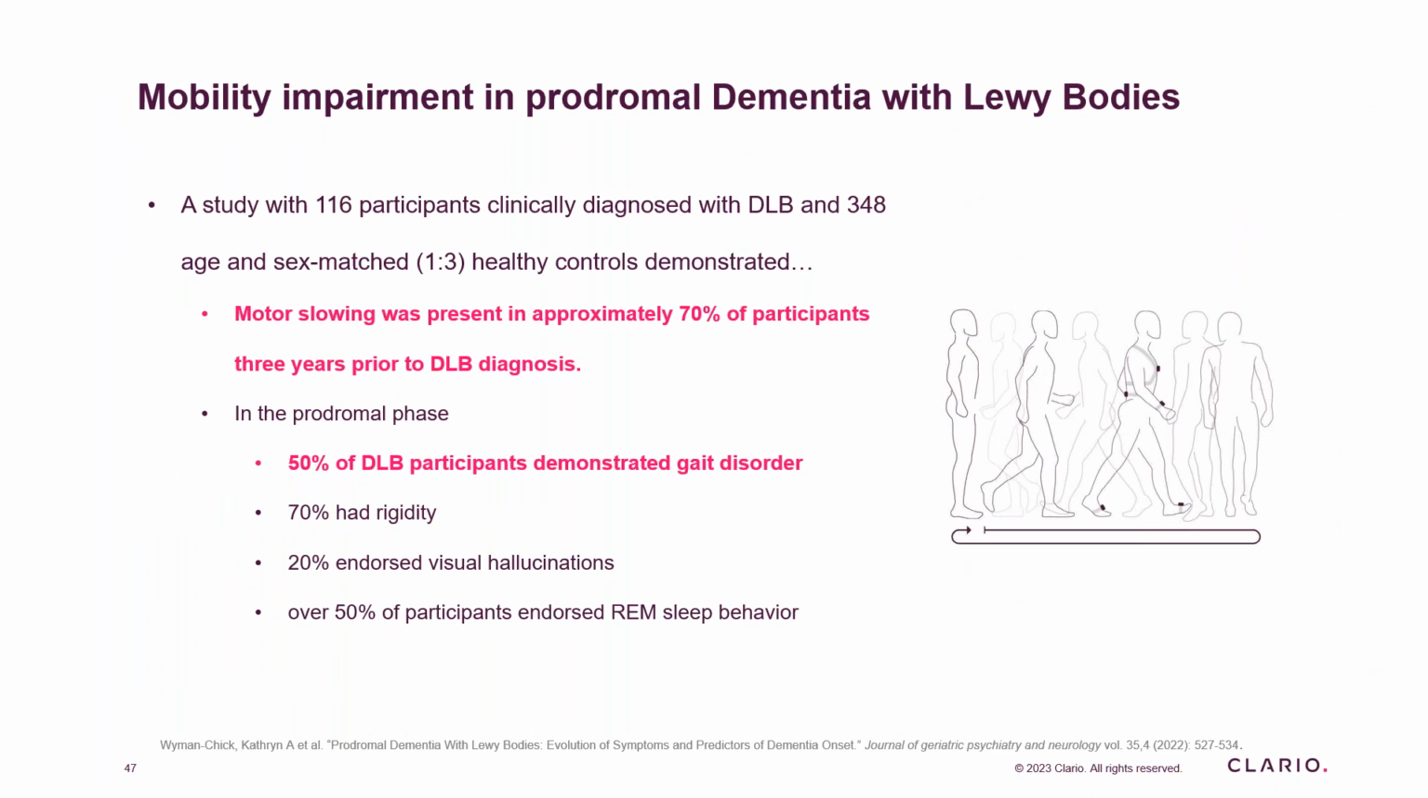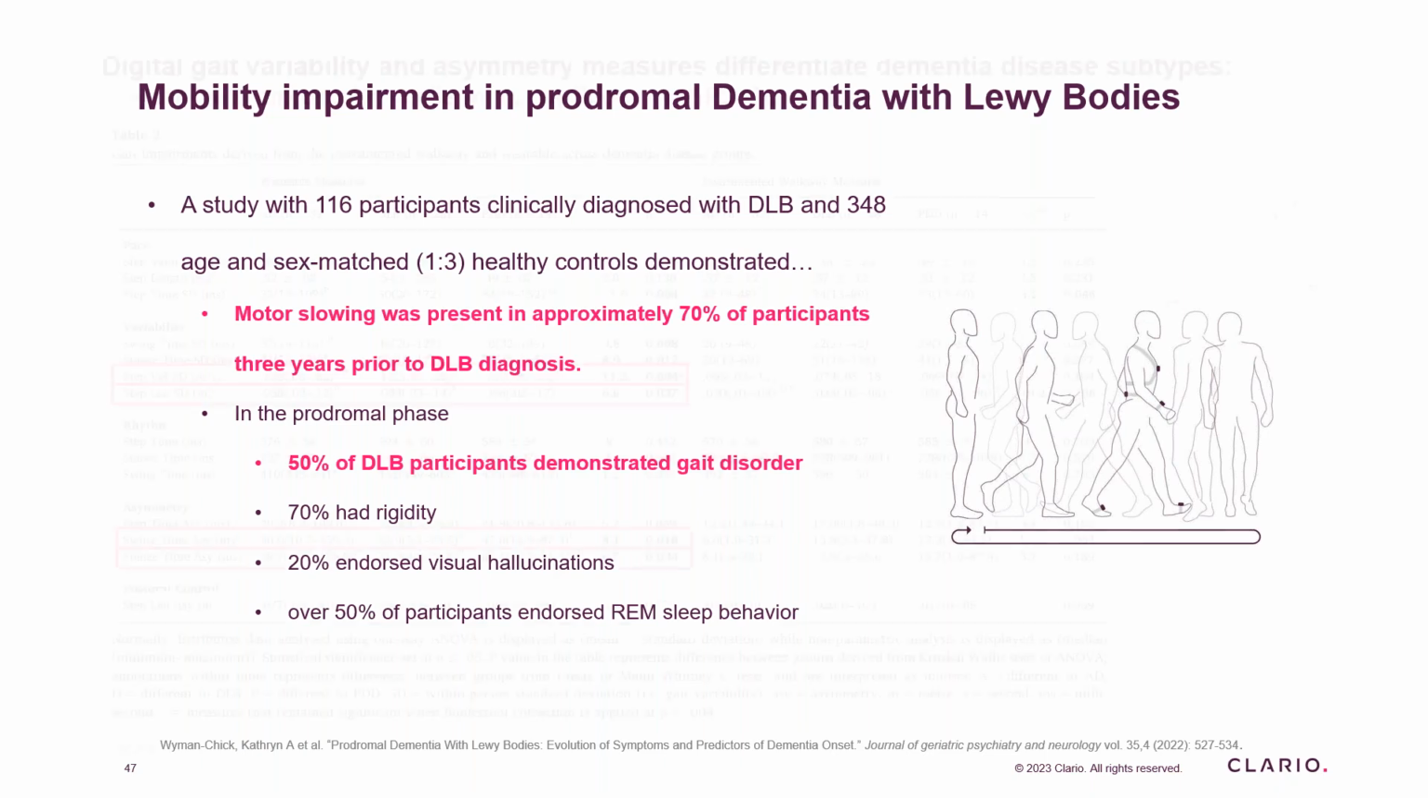Okay, so moving into another atypical Parkinsonism, dementia with Lewy bodies, there's a really nice study done here on a large number of participants, and it demonstrated that motor slowing is present in approximately 70% of participants 3 years prior to the diagnosis. And in that prodromal phase, at least 50% of patients demonstrated a gait disorder. So again, highlighting the importance to quantify these and track them along the way.